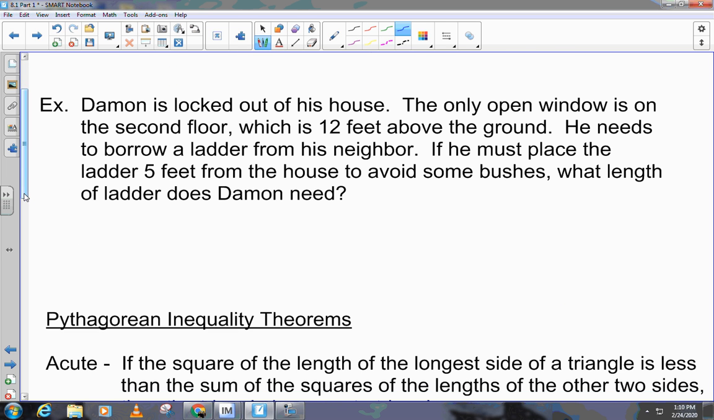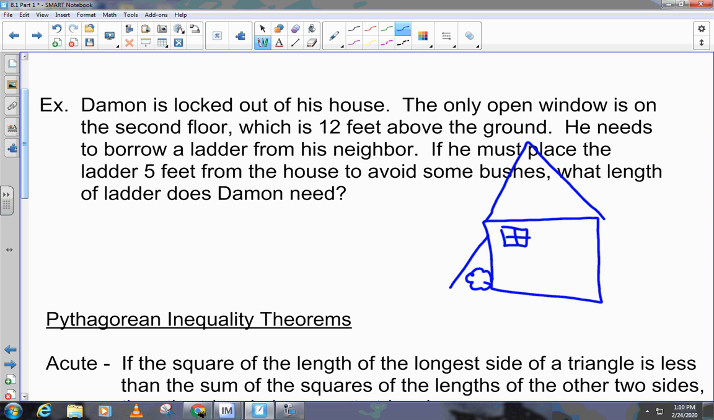Damon is locked out of his house. The only open window is on the second floor, which is 12 feet above the ground. He needs to borrow a ladder from his neighbor. If he must place the ladder 5 feet from the house to avoid some bushes, what length of ladder does Damon need? Okay, so we have Damon's house, okay, and here is the bushes, and here is the ladder, okay?